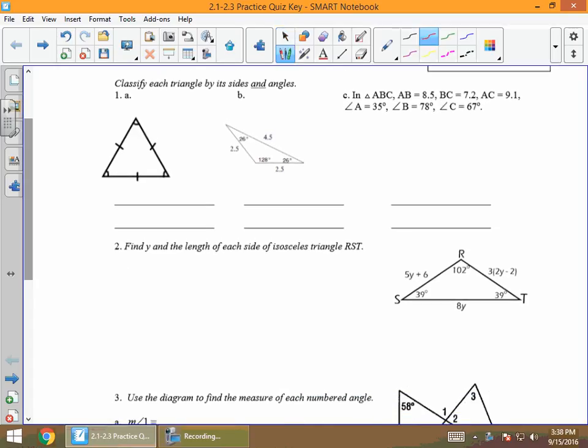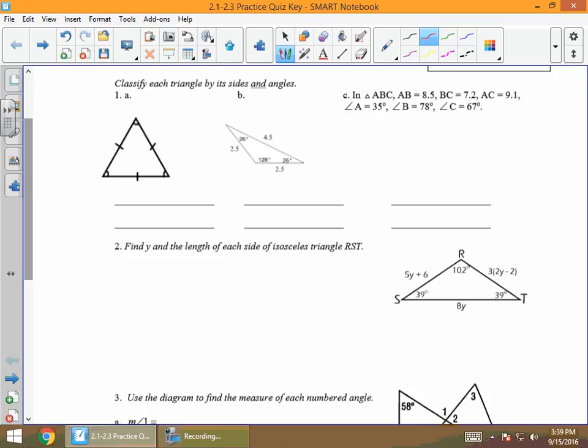It says classify each triangle by its sides and by its angles. So the first thing I need to think about is when I'm classifying by sides, I'm talking about equilateral if all three sides are the same, scalene if no sides are the same, and isosceles if two of the sides are the same. So I'm going to do A, B, and C all at the same time just by sides first.